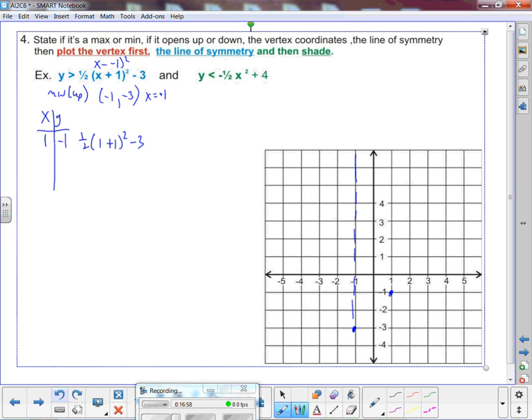So let's plot that on your graph. 1, -1. 2 to the right of the line of symmetry. Let's go 2 left. Okay, and again, I'm going to go 2 more, and I'm going to do 3.